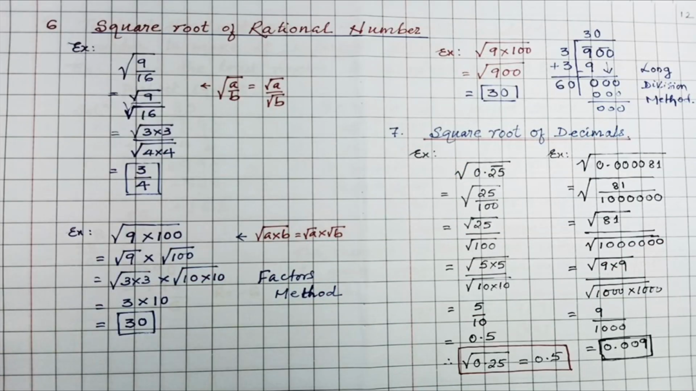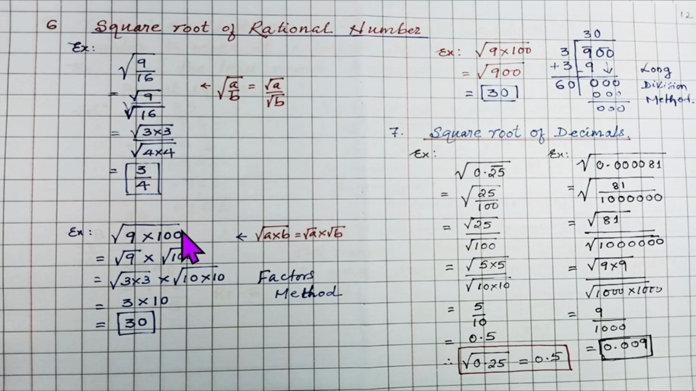Okay, remember that. Now coming to the next important point, that is the square root of rational numbers. Now you are given a rational number 9 by 16, and you have to find its square root. One method is to apply the law of radicals here. Root of a by b is equal to root of a by root of b. Root of 9 by 16 is root of 9 by root of 16, that is root of 3 into 3 by root of 4 into 4. Square root of 3 into 3 means one factor you have to take, that is 3, and 4 into 4 means one factor you have to take, 4. Therefore the square root of 9 by 16 is 3 by 4.